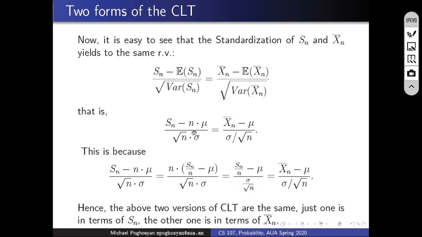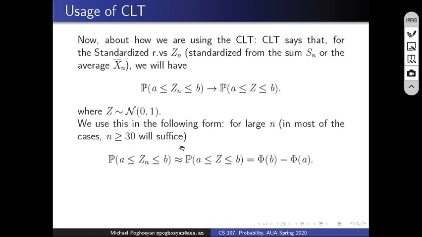The CLT is talking about this random variable, and it is saying that this random variable is approximately standard normal 0, 1. Now how to use that CLT? CLT says that the standardized random variable Zn, standardized from Sn or Xn bar, will have this property for Z, where Z is normal 0, 1. We use this in the following form. For large n, usually in textbooks you'll find this kind of thing. You can use this CLT if n is larger or equal than 30.